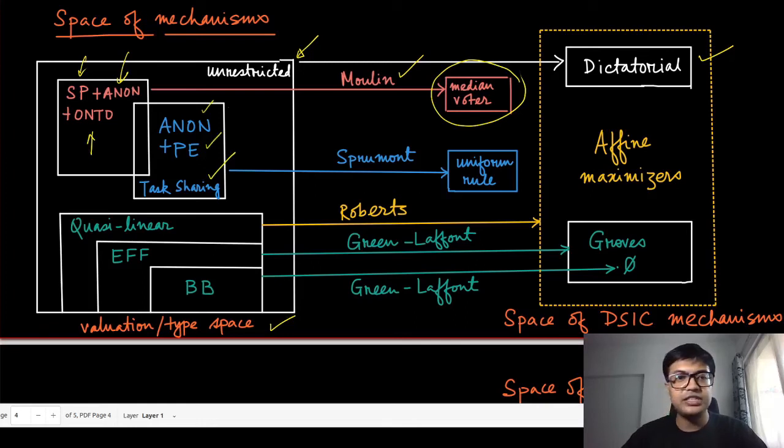Similarly, if we look at another subclass, which is the task sharing domain, we have also discussed that anonymity and Pareto efficiency uniquely identify that the mechanism is going to be the uniform rule, and that is also an if and only if result, and this is a result due to Sprumont.